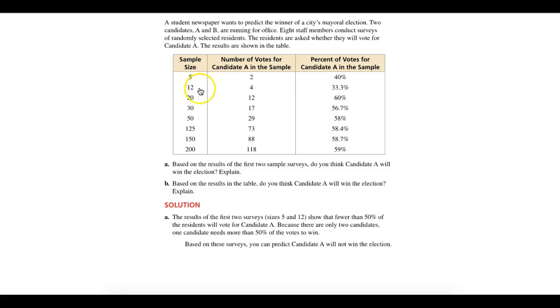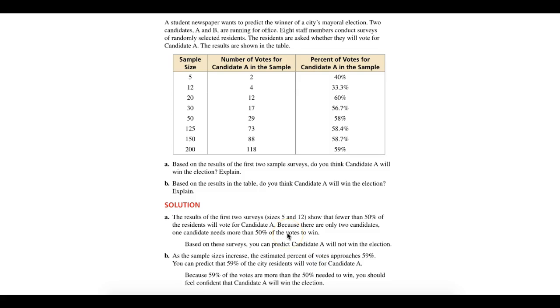So since we see that as our sample size gets bigger, these numbers approach 59%. So what we can say, as the sample size increases, the estimated percent approaches 59. Now, since there's only 2 candidates, and we see that 59% seems to be our likely outcome, we can say that 59% of the residents will vote for candidate A. Therefore, we can feel confident that candidate A will win the election. So that's how you analyze some of the data.